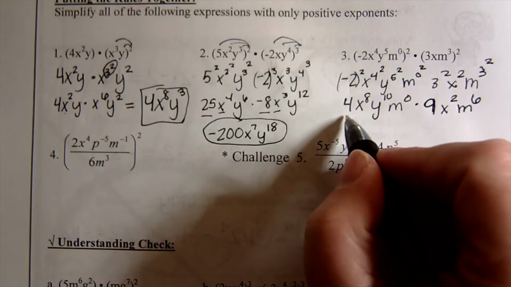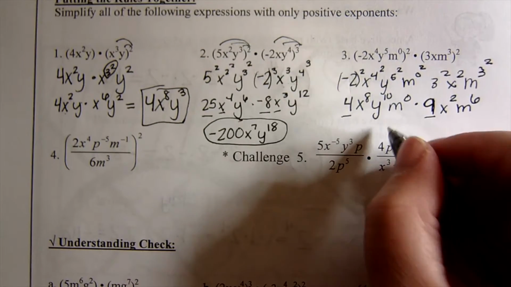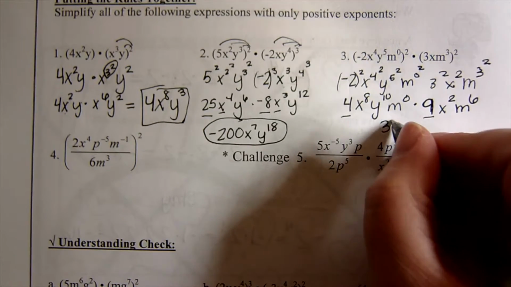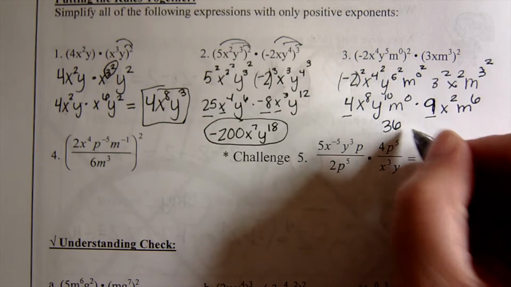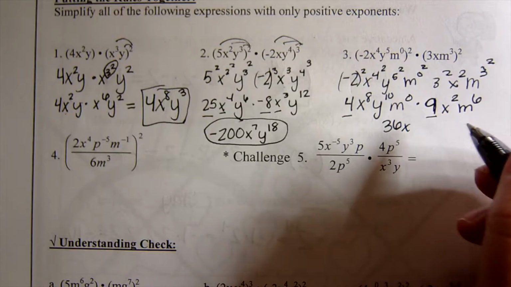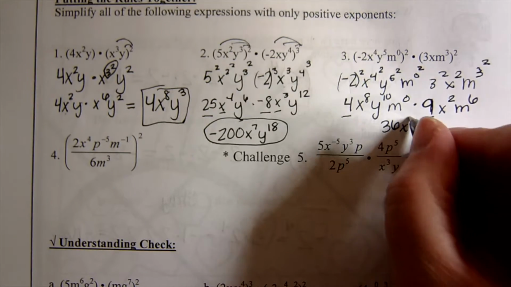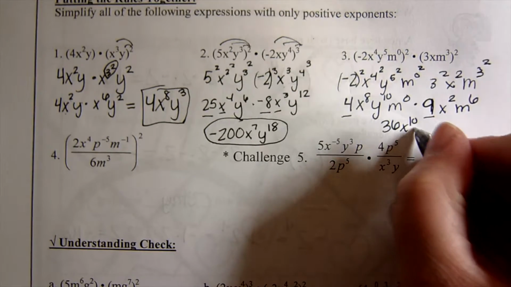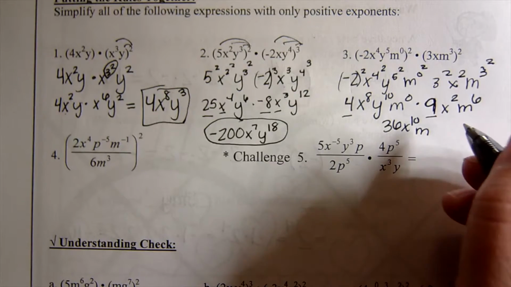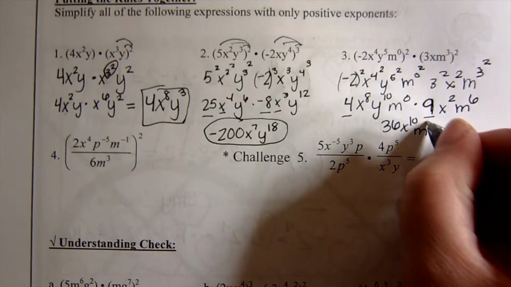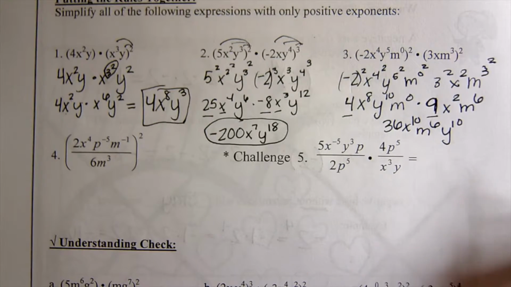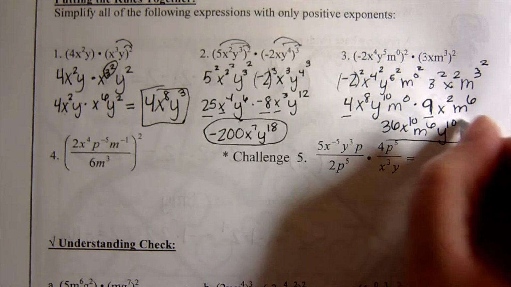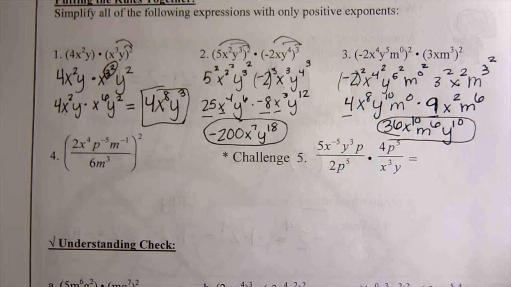Now combine. So 4 times 9, 36. X to what power? 10. And m to what power? 6. And I forgot the y. Y to what power? 10. Any questions so far? No.